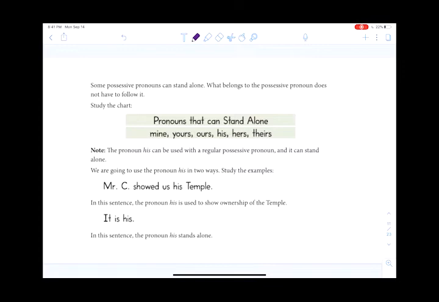Some possessive pronouns can stand alone. What belongs to the possessive pronoun does not have to follow it. Study the chart.